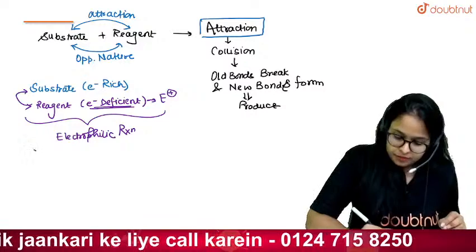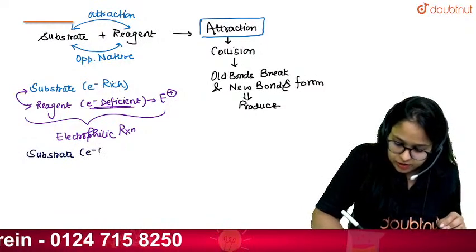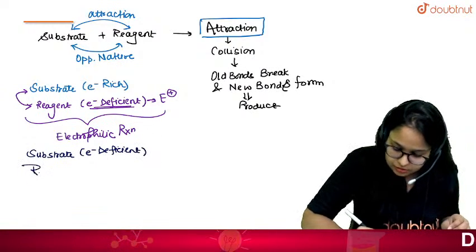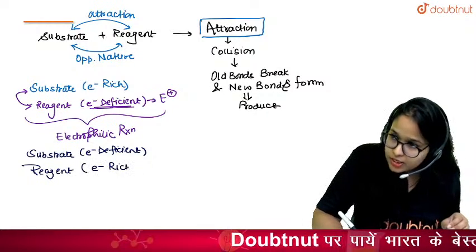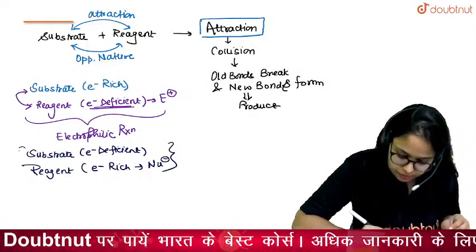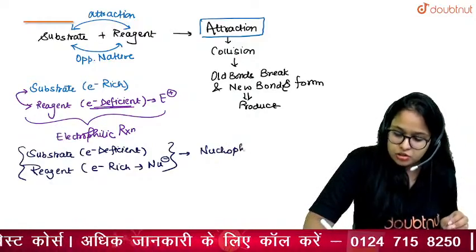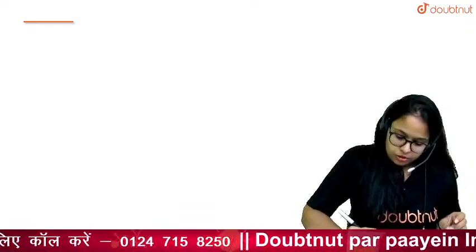Okay. So, if the substrate is electron deficient, then the reagent should be of opposite nature. That is, for attraction to occur, the reagent should be electron rich. Electron rich reagents are known as nucleophiles, and whenever a nucleophile participates in a chemical reaction, they usually show nucleophilic reactions. Right? Now let's talk about haloalkanes.